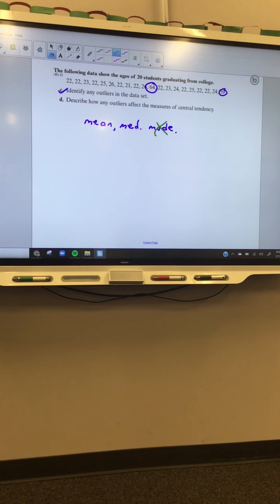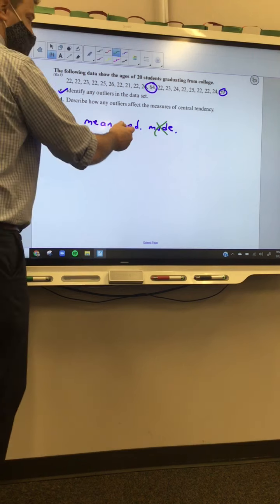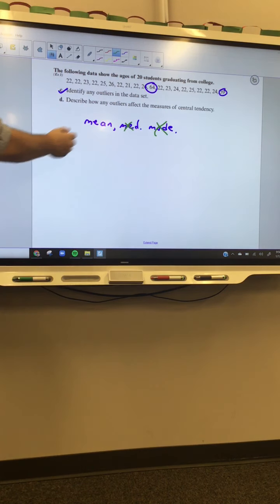If we lined these all up from lowest to highest, would it affect the median? Maybe, but probably just slightly. Okay, so I'm gonna cross that one off. It might affect it, but not that much. Mean, however, it's gonna goof that one up a little bit, isn't it?